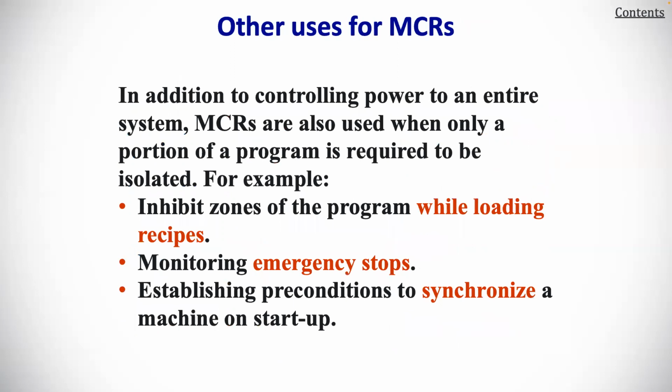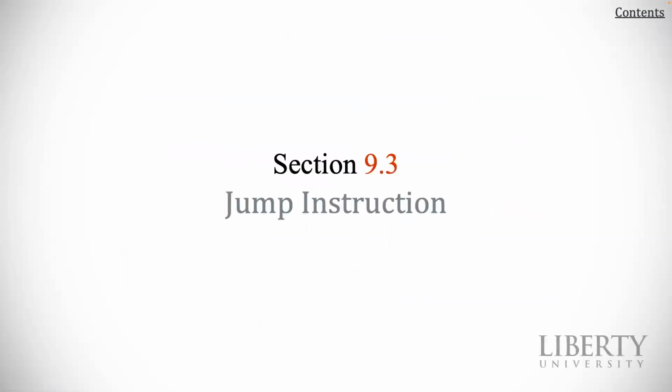What are other uses for MCRs? In addition to controlling power to an entire system, MCRs are also used when only a portion of a program is required to be isolated. For example, if you wanted to inhibit zones of the program while loading recipes or monitoring emergency stops, and for establishing preconditions to synchronize a machine on startup.